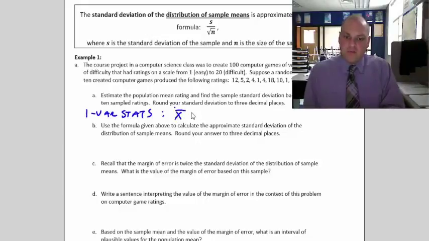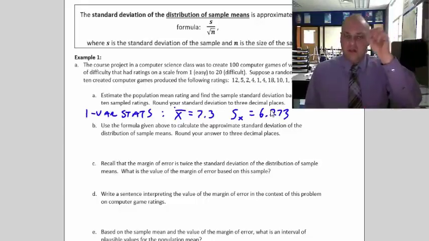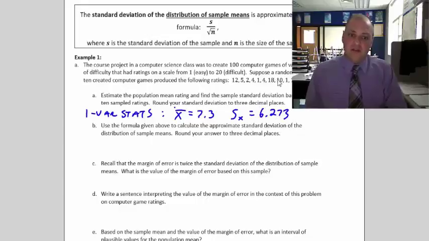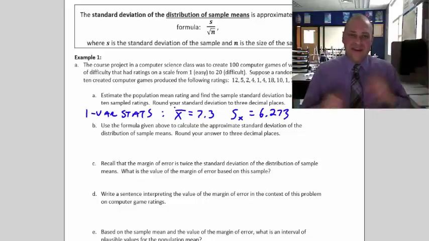X bar is 7.3. That's the mean of the sample. And Sx is the sample standard deviation, 6.273. Again, you would just put everything in list 1, 1 var stats, list 1 and then blank, no frequency on this one. This is the average of the ratings, and this is the standard deviation. It's a pretty big standard deviation because it's a very small sample, and it goes from 1 to 18. So you can't really tell much. Pretty big deviation there.